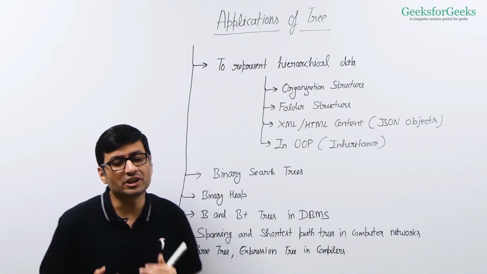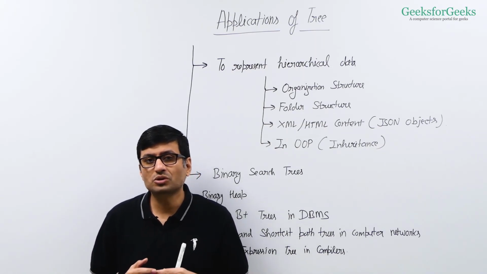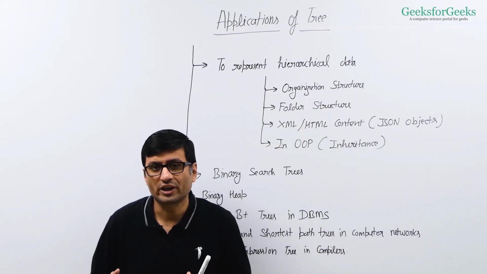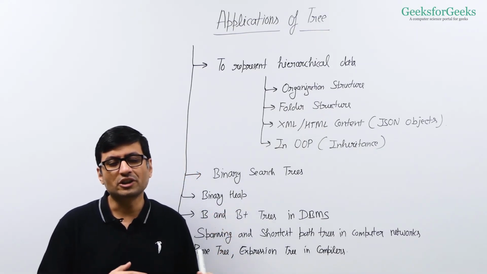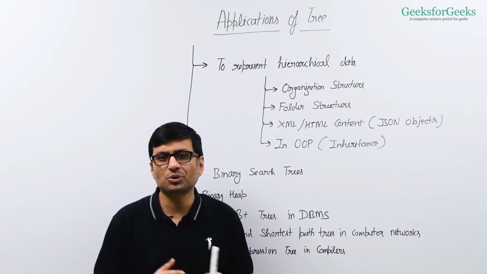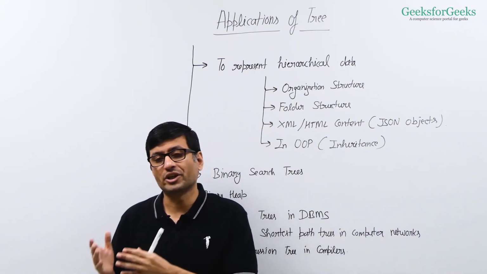B and B plus trees in databases. B and B plus trees are used in many databases for indexing. So if you want to implement indexing, you have two choices. Either you use B or B plus trees or you use hashing. And B and B plus trees are really common in databases.